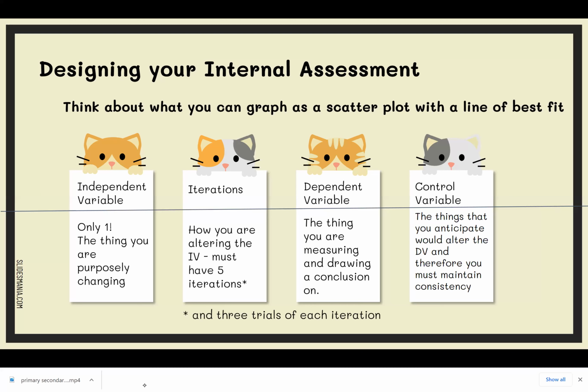So we just want to think about investigating one thing. And when you get out into the real world, you can go and see, well, if I change this one this way and this one this way, how does that affect it overall? You can get more complex, but at this point, we're just looking for one thing. Your independent variable should be changed 5 times.